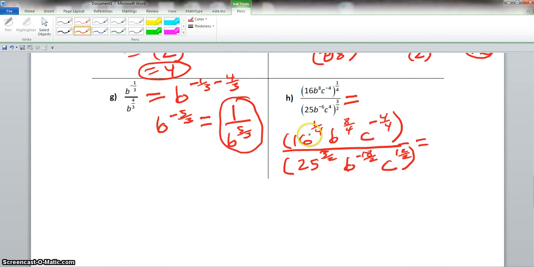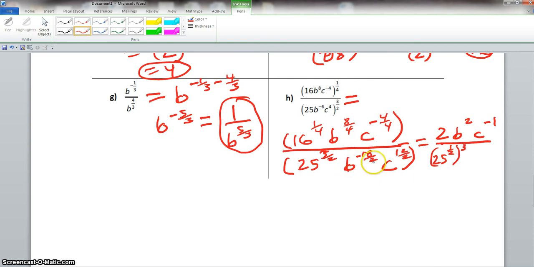16 to the 1/4 is the same thing as the 4th root of 16, which is 2. b to the 8 divided by 4 is b to the 2nd, and c to the negative 4/4 is c to the negative 1. All over 25 to the 3/2 power. That is the same thing as saying 25 to the 1/2 to the third.